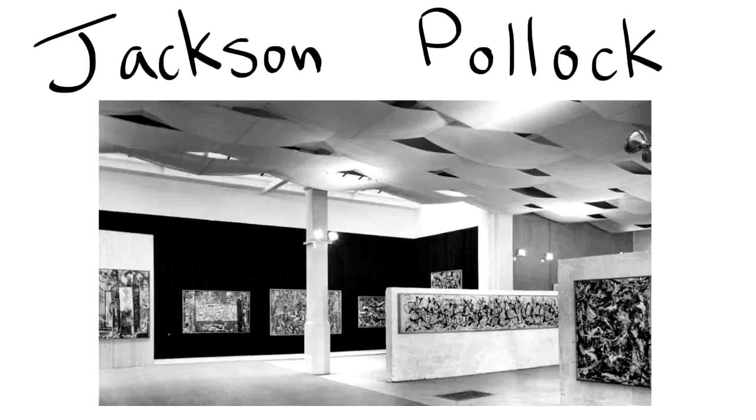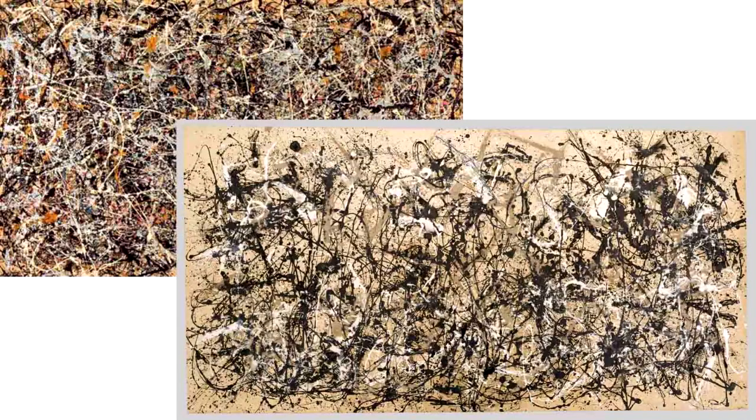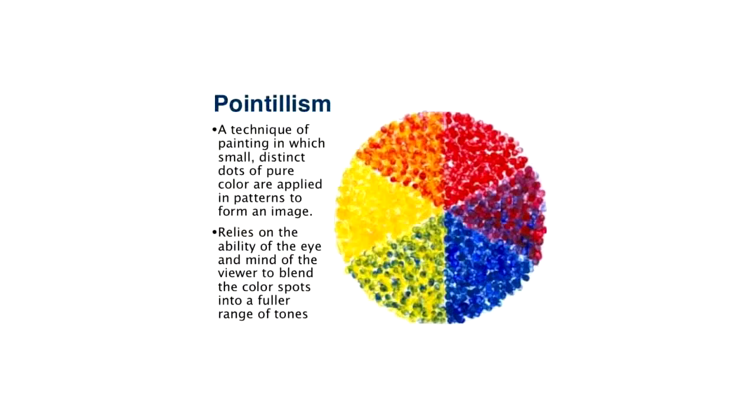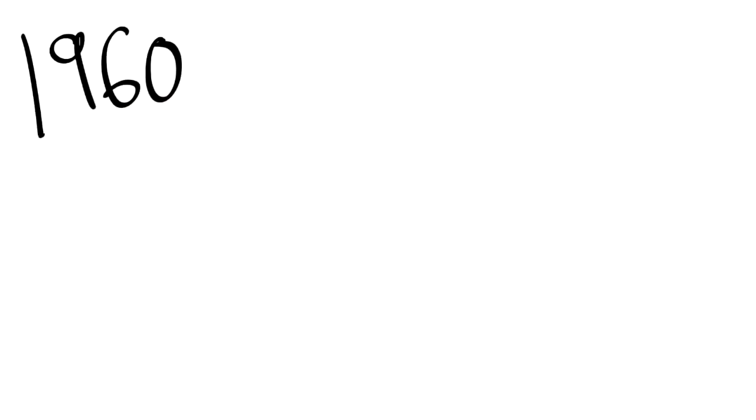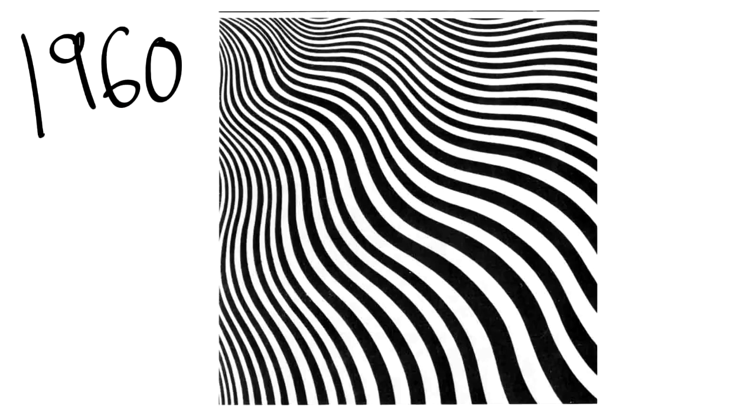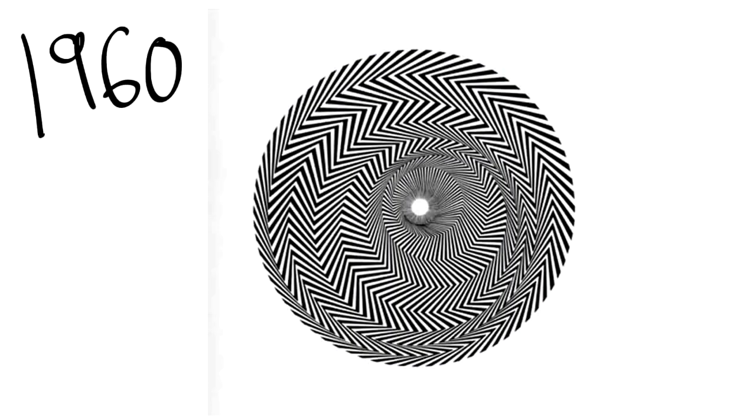In 1958 she saw the work of Jackson Pollock and was inspired. She was also inspired by the scientific dot style of Georges Seurat. Around 1960, she began her signature op art style. Some of her best-known op art is black and white, geometric lines and shapes that create the illusion of movement.